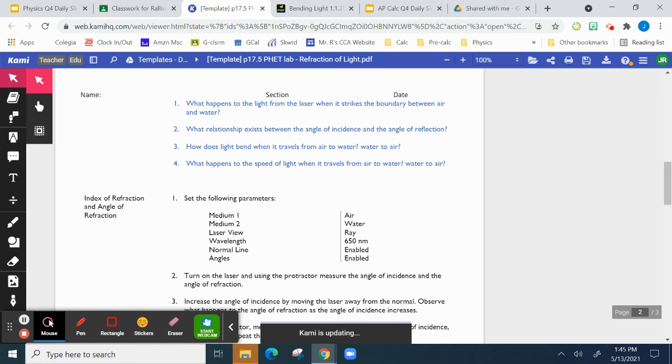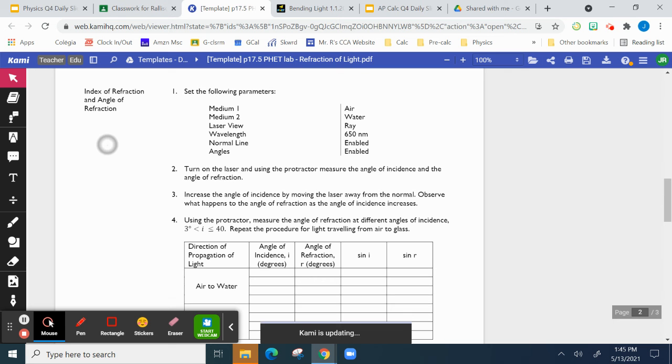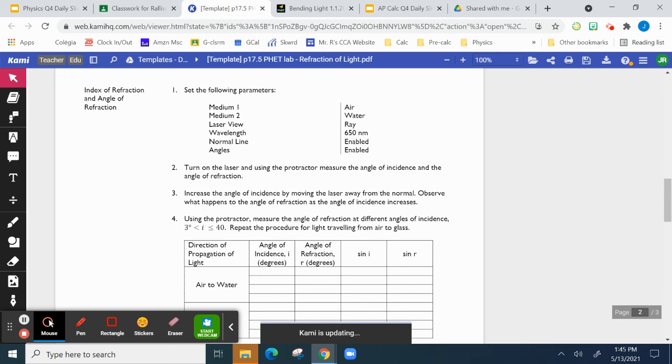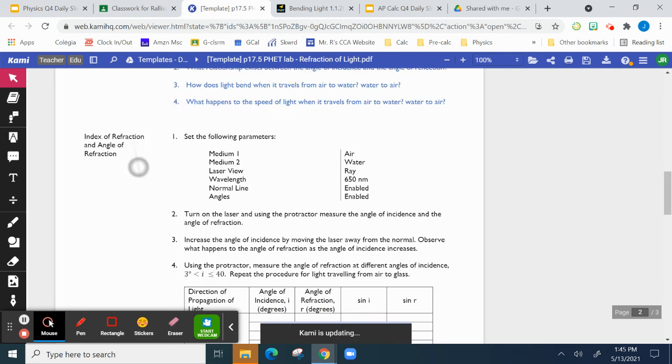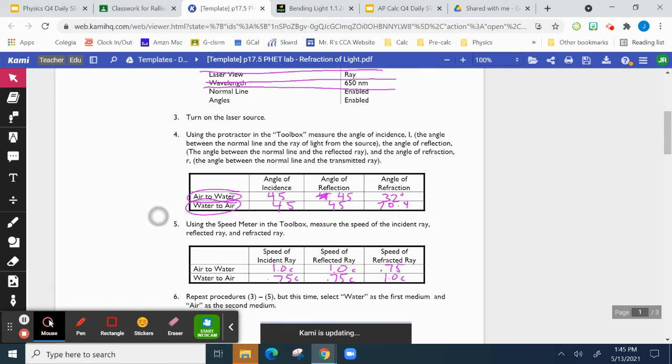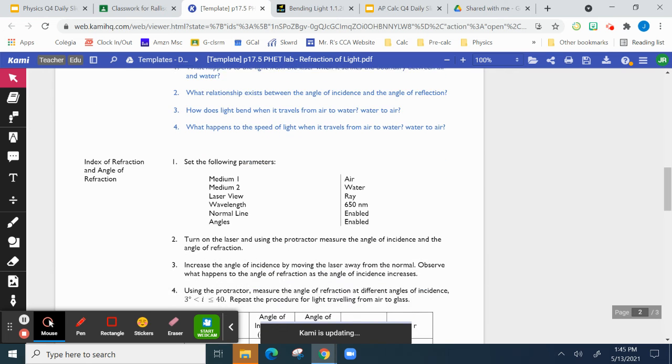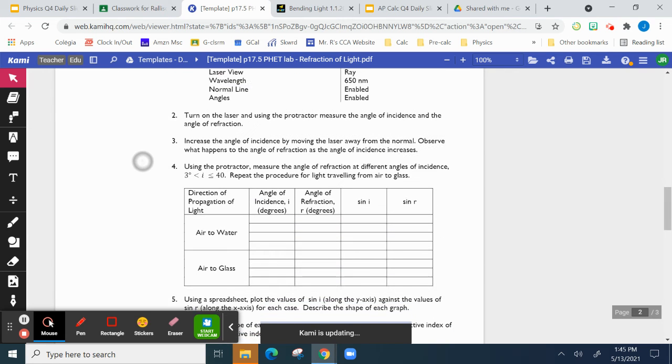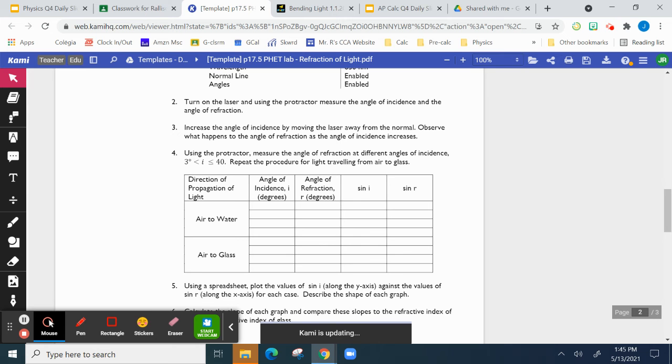Okay, now they're giving us some other parameters. Air, water, that's the same parameters, right? 650 nanometers. That's the same thing. Okay. Turn on the laser, measure the angle of incidence. Okay, we did it right. Increase the angle of incidence by moving the laser away from the normal. Observe what happens to the refraction.